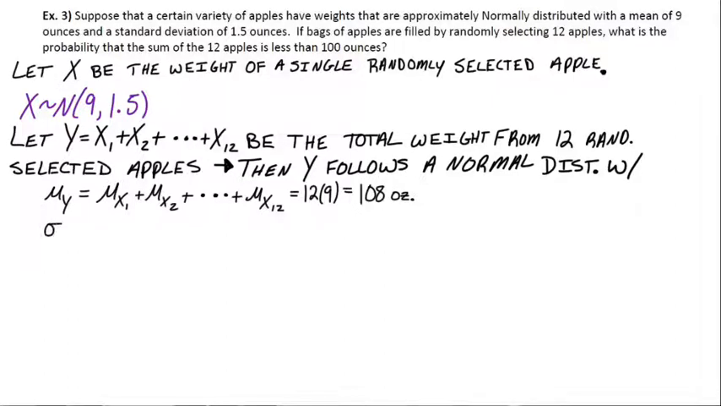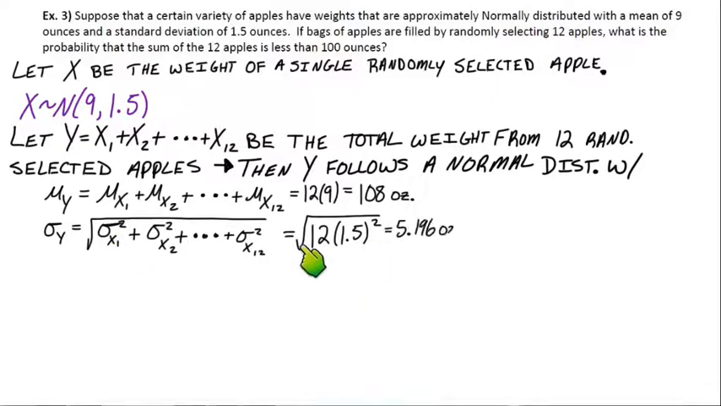And then the standard deviation for Y, well, we have to add up the standard deviation squared for each one of these 12 apples. So we'll start with the first one squared plus the second one squared. Then we get a little tired, we put dot, dot, dot, all the way down to plus the last one squared. And then don't forget, we have to take the square root of all of those. So each one of those is 1.5 squared, and looks like there's a total of 12 of them. So the square root of 12 times 1.5 squared gives us 5.196 ounces for the standard deviation of Y.